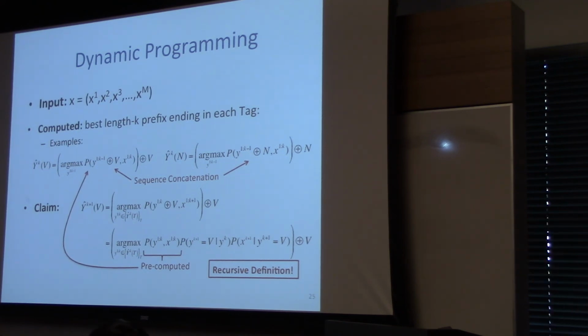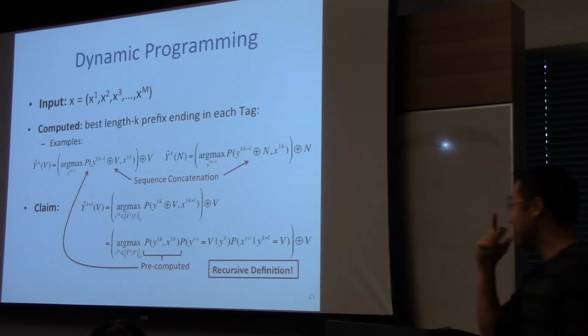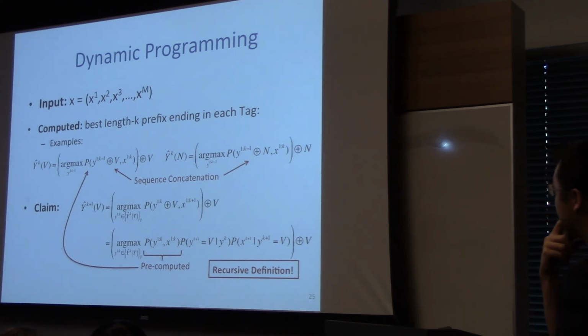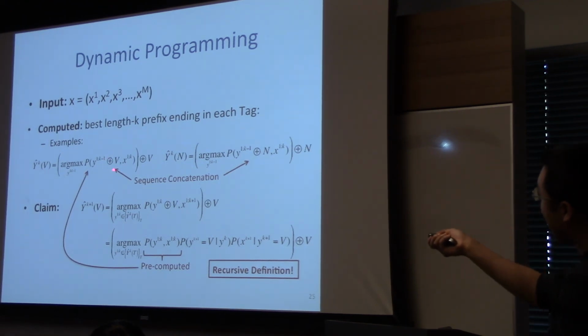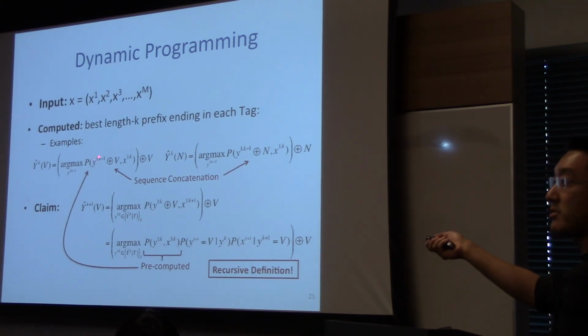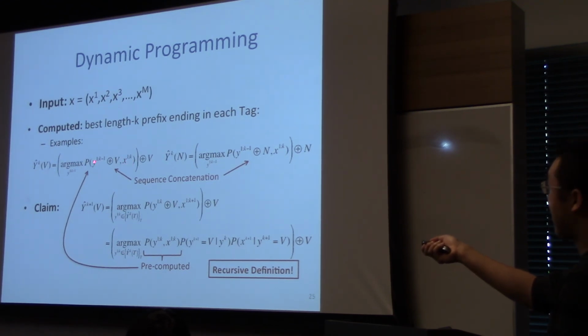Yeah? Can you explain again the notation? Yeah, sorry, the notation is a little heavy. So this is just the first k minus 1 tokens, the part of speech tags. This is the first k words in your input sequence. I'm concatenating these k minus 1 part of speech tags with the token verb, and I'm computing that.